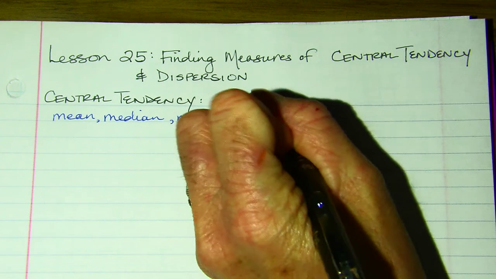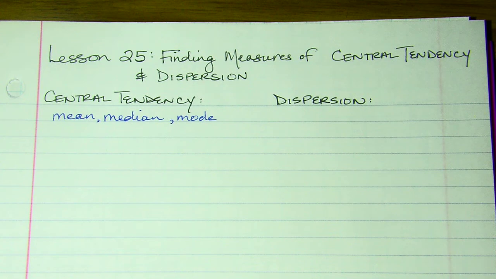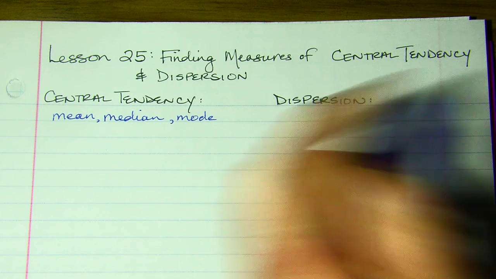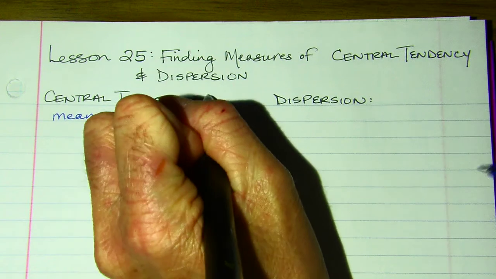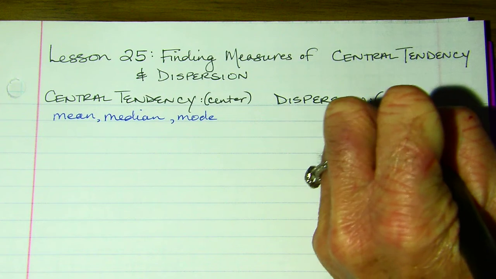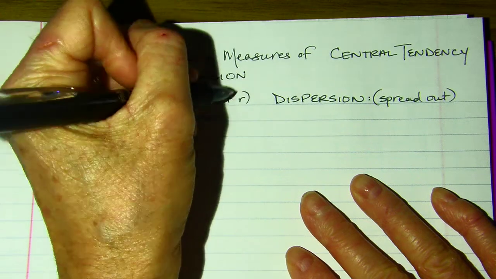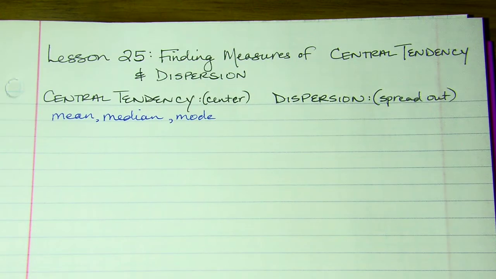Measures of dispersion have to do with how far apart or how spread out the data is. So central tendency has to do with where the center of your data is. Dispersion is how spread out the data is. So for example, if we were looking at the heights of everybody in our class, that data is probably not going to be that spread out. If we had someone in here that was 7'4" and someone that was 4'11", it's pretty spread out. So dispersion is how close or how far apart data is.